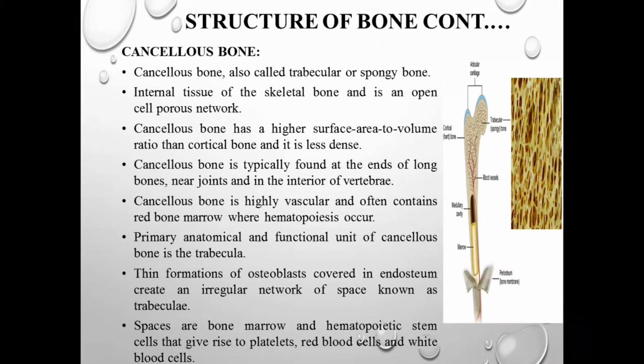The primary anatomical and functional unit of the cancellous bone is the trabeculae. Okay, the thin formation of the osteoblasts covering the endosteum creates an irregular network of spaces known as the trabeculae. The spaces, the pores, we call this the trabeculae. The spaces hold bone marrow and the hematopoietic stem cells that give rise to platelets, red blood cells, and white blood cells. So the cancellous bone plays a major role in the production of blood cells.